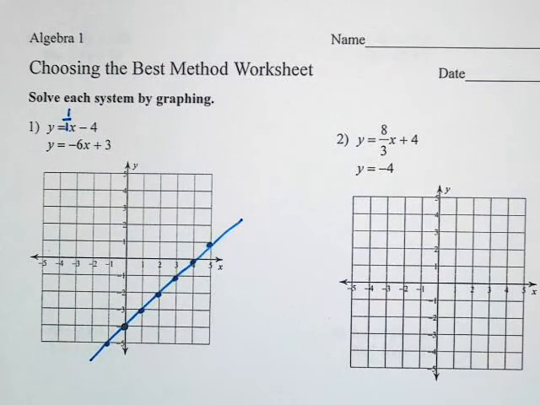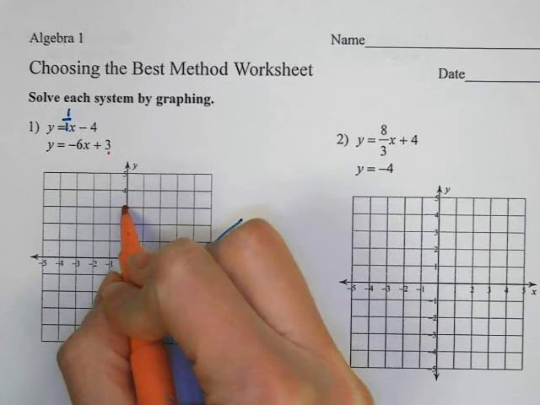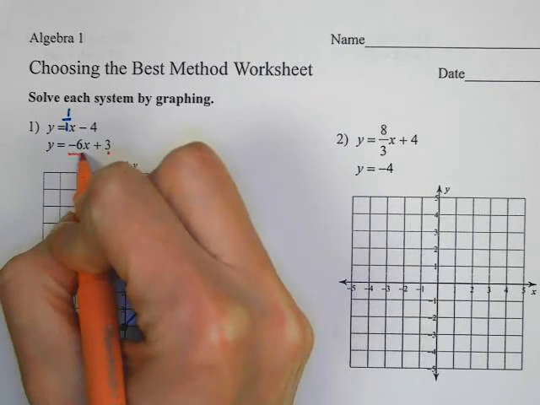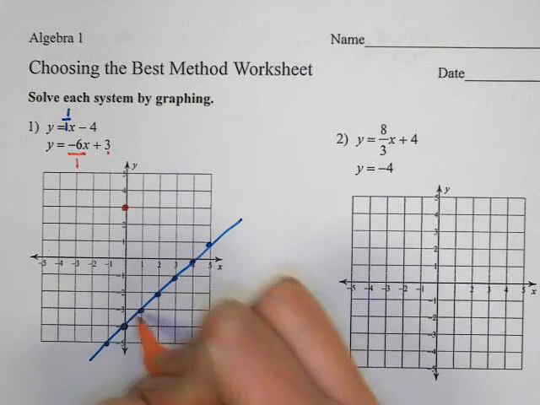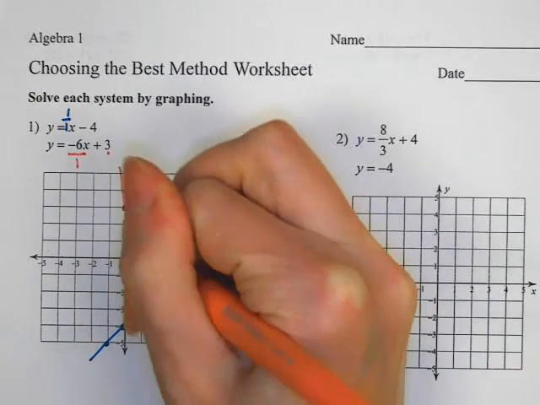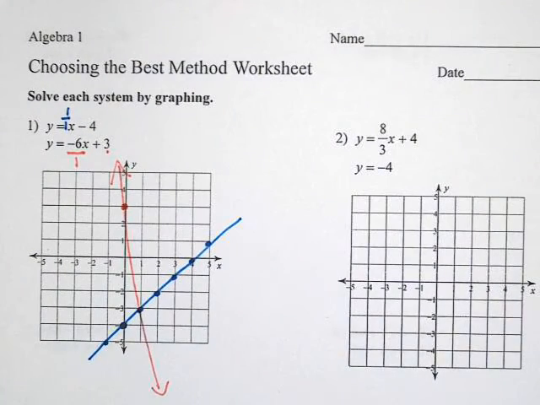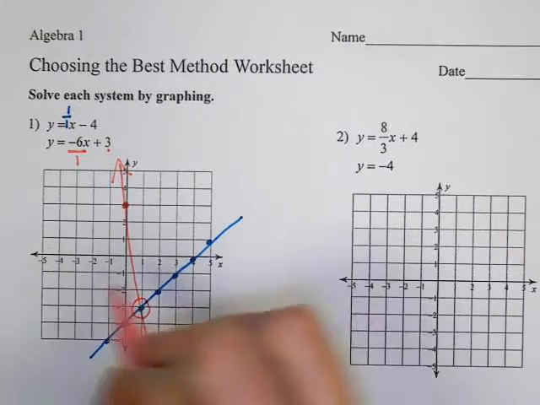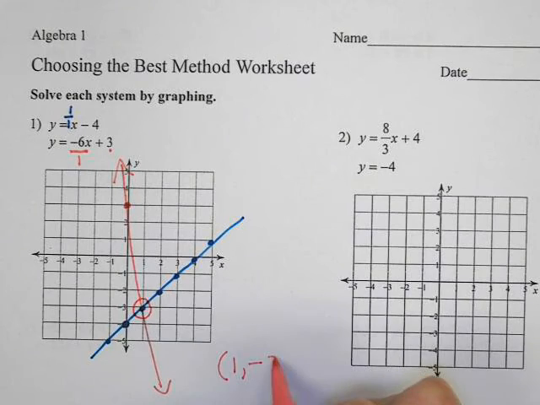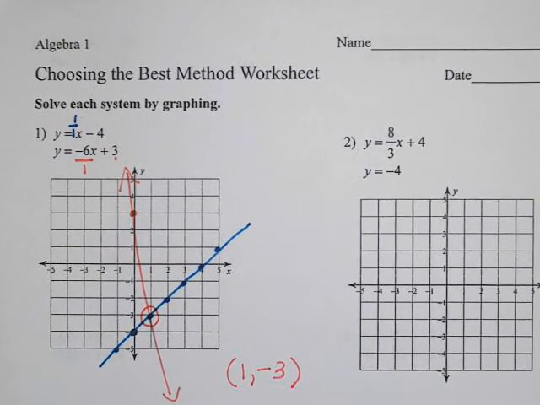And then line 2, we're going to begin at the b, which is y equals 3. And then our slope is down 6, right 1. Down, right 1. Oh, there it is already. All right, and then we saw that they crossed right away, so this one was pretty easy. Final answer is the intersection, and I think that's at 1, -3. Okay, so a little review of solve by graphing.